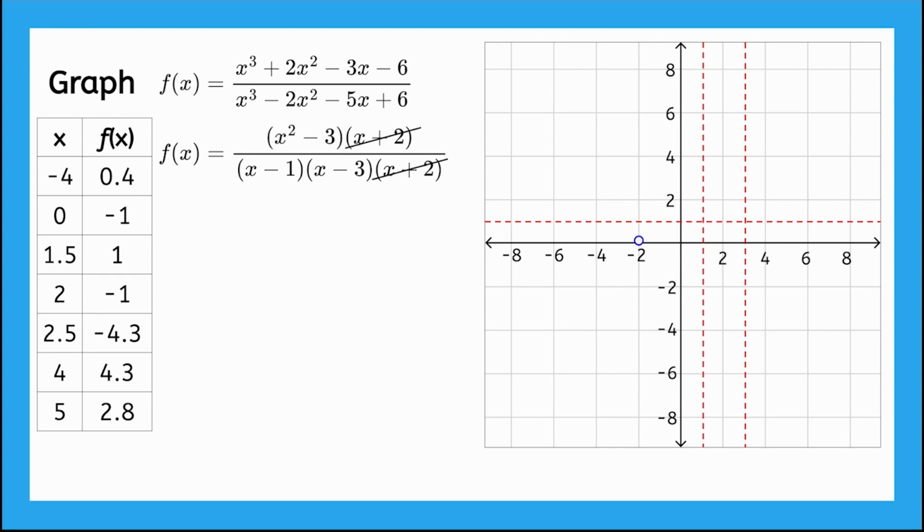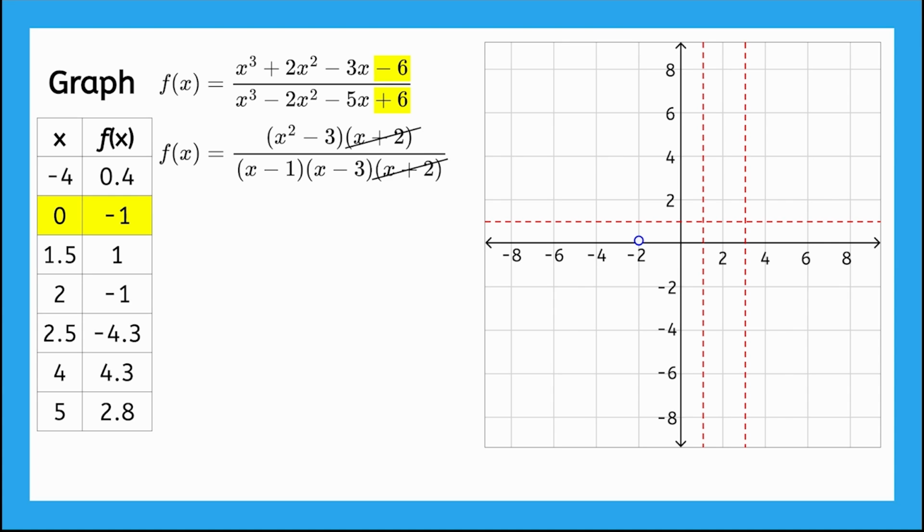Here are the values I got in my table. Do you think using the factored form was the most efficient way to find all of these values? I think it's actually easier to find the y-intercept by looking at the unfactored form of the function. When x is 0, each x term drops out, leaving us with only the constant terms, which in this case are -6 over +6, which reduces to -1.